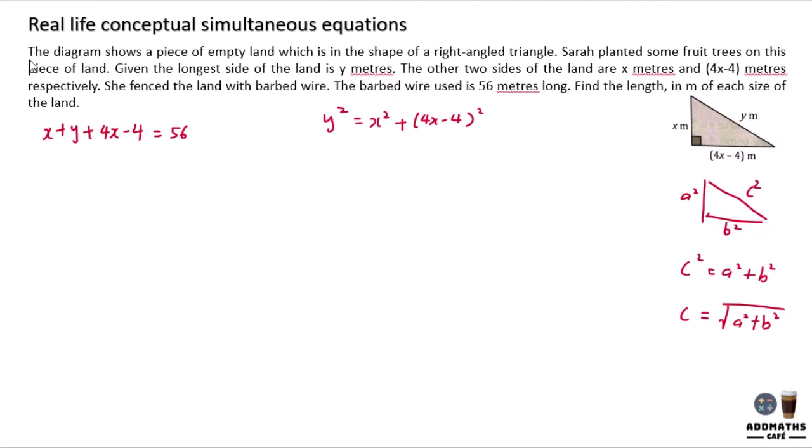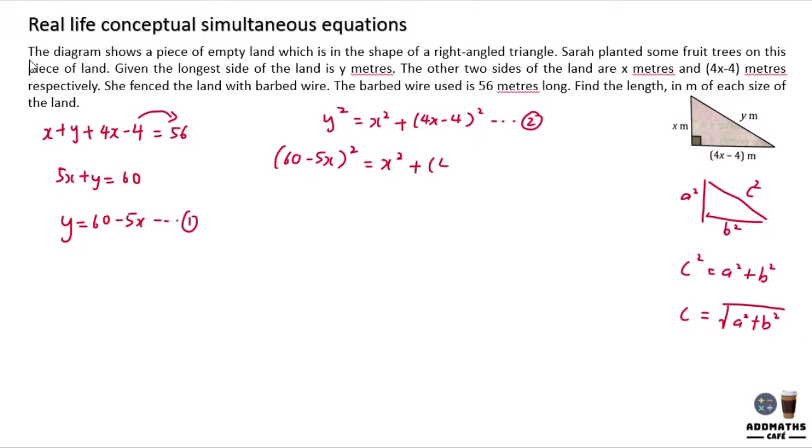You have two equations. So let's simplify this first. I bring the unknowns to one side, and I know that I can make y in terms of x easily this way. So this is equation 1, and I take this as equation 2. I know that y is 60 minus 5x. Just substitute into equation 2. So this is what I have now.